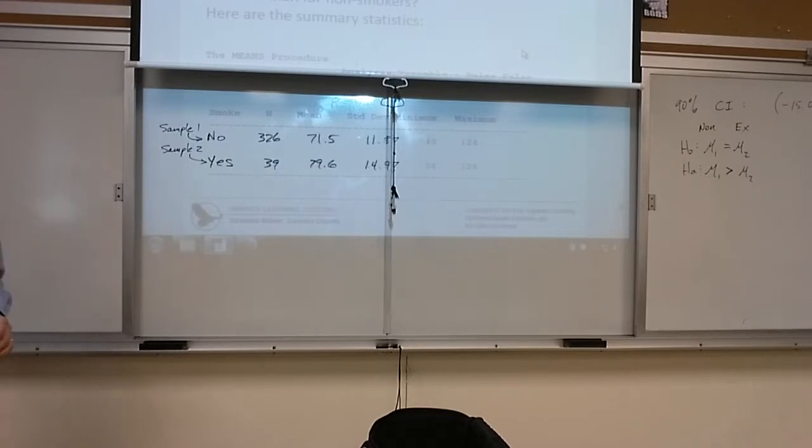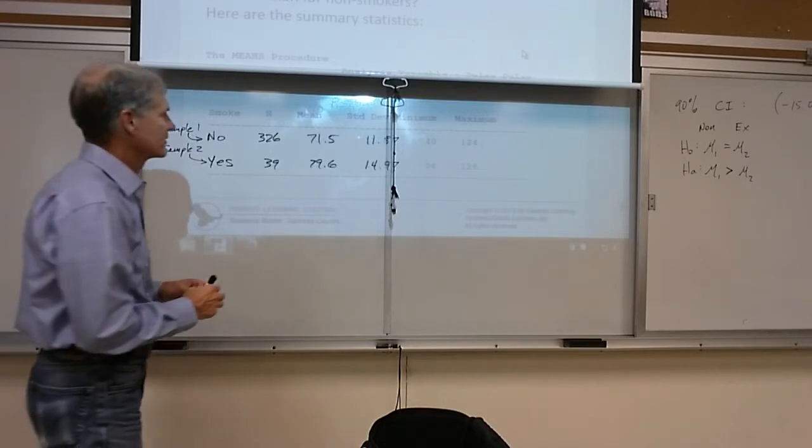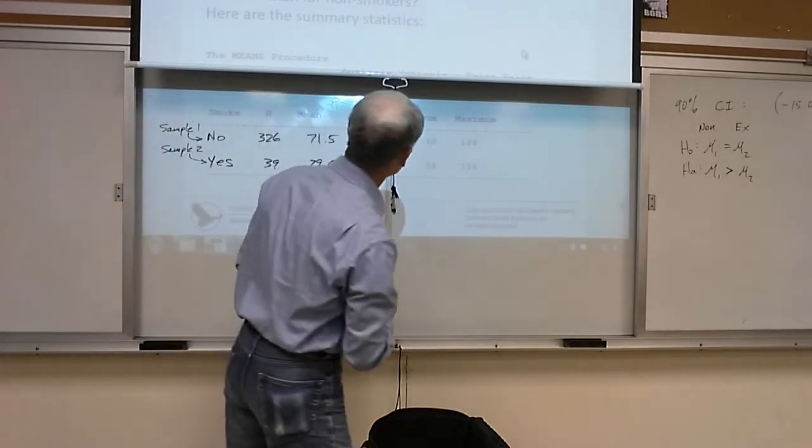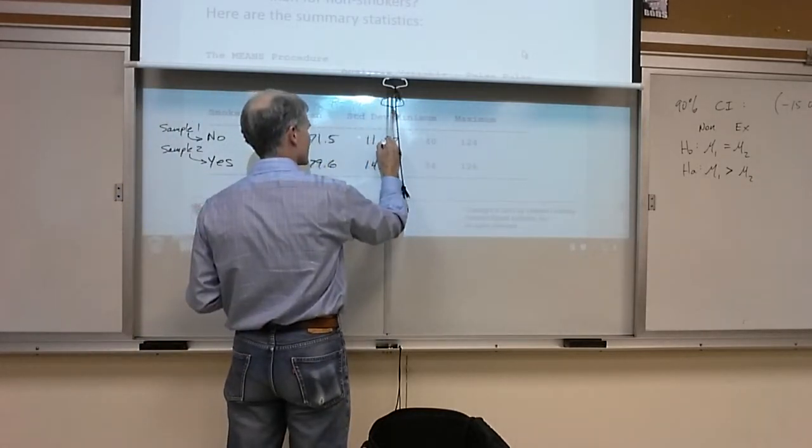What's the standard deviation for sample 1? 1.87. Yeah. I got it on that little bar, and it's hard to read.